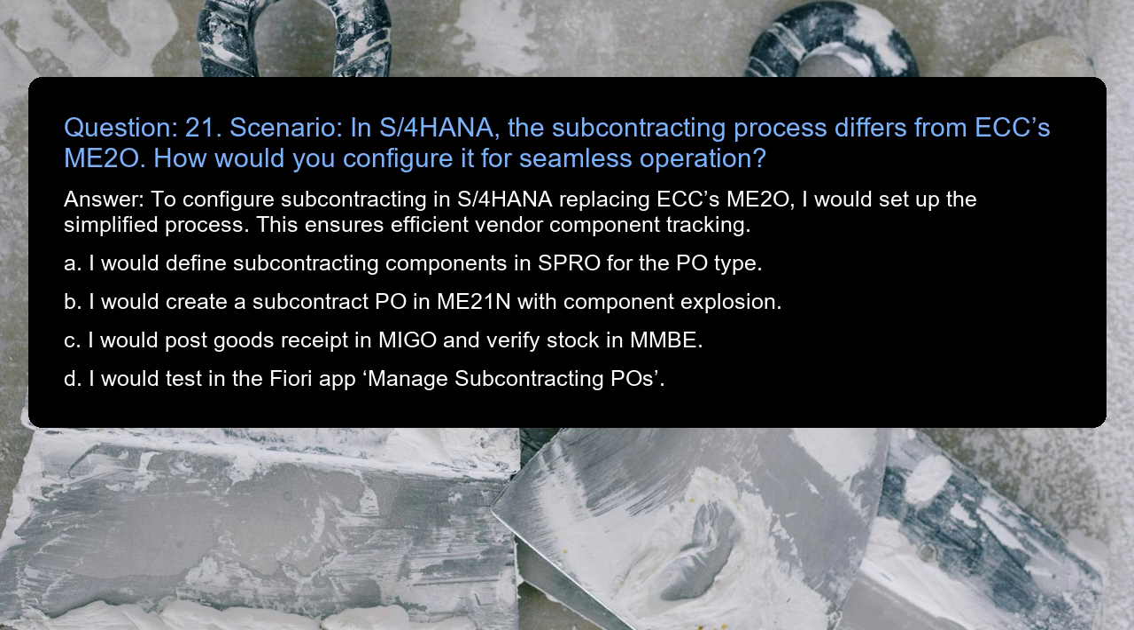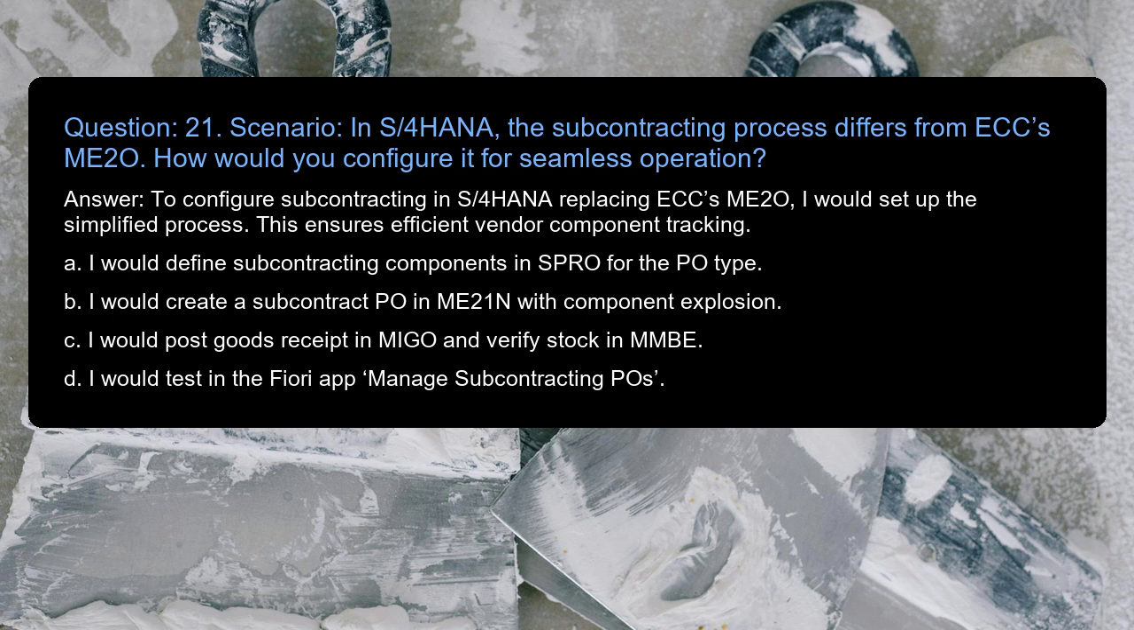Question 21. Scenario: in S/4HANA, the subcontracting process differs from ECC's ME20. How would you configure it for seamless operation? Answer: to configure subcontracting in S/4HANA replacing ECC's ME20, I would set up the simplified process. This ensures efficient vendor component tracking.